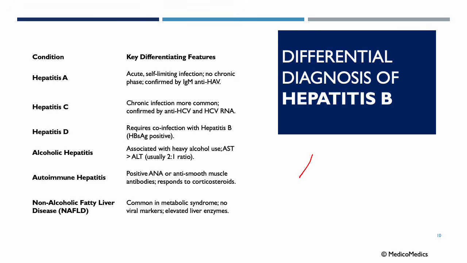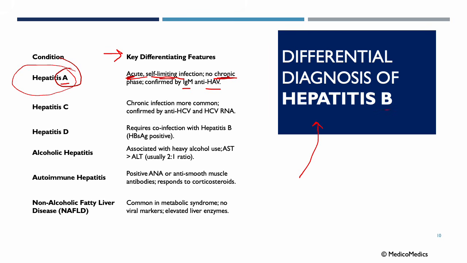Now let's look at some differential diagnoses of hepatitis type B. So let's differentiate it from Hep A. What is the key differentiating feature between hepatitis B and hepatitis A? Hepatitis A is an acute, self-limiting infection. It has no chronic phase, and it's confirmed by immunoglobulin M anti-hepatitis A. I would recommend writing it down: hepatitis A can be differentiated from hepatitis B because A is acute, self-limiting, and has no chronic phase.